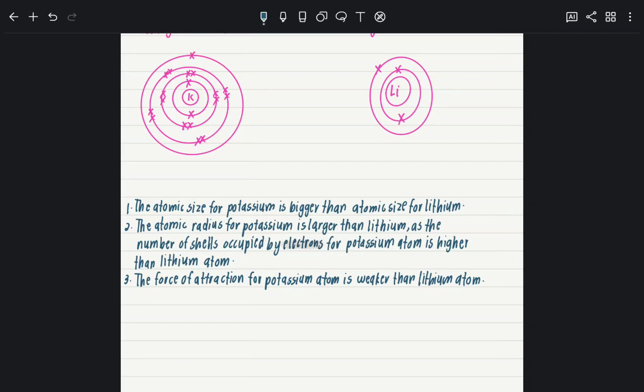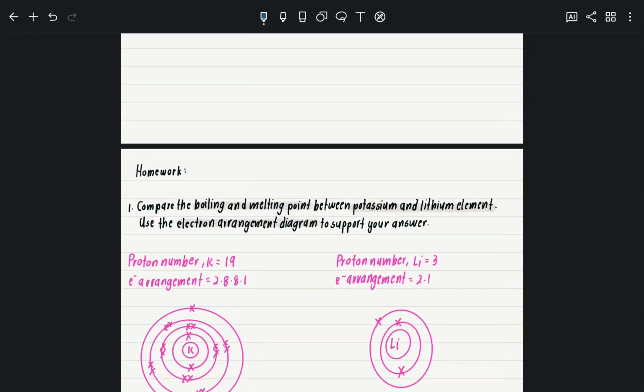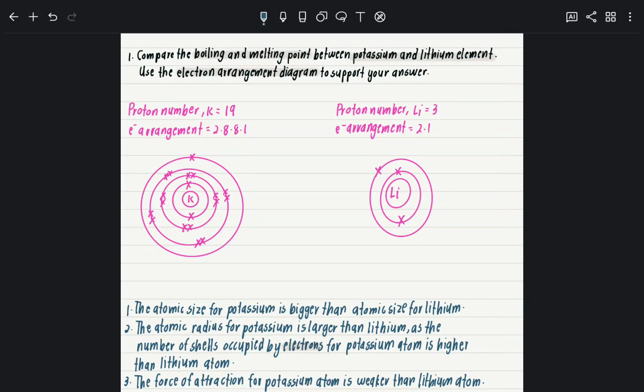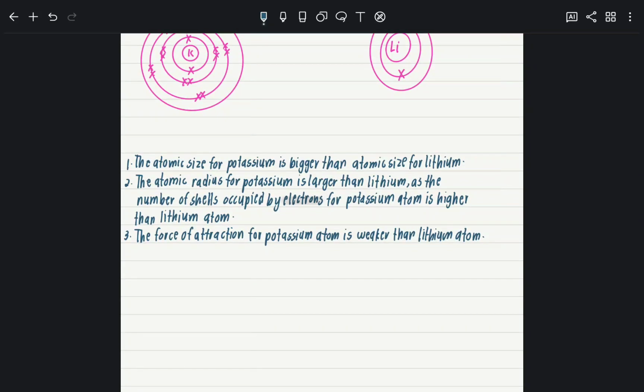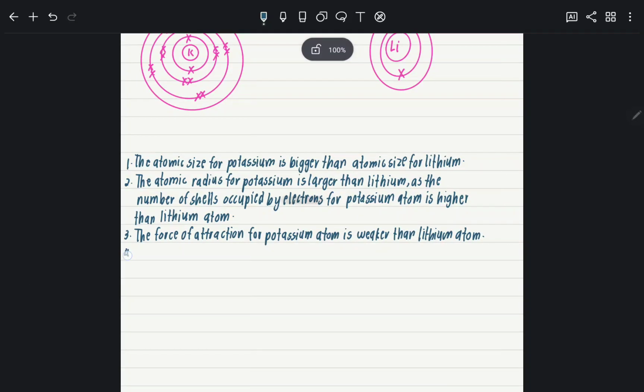You should know the ability of the group first, because group 1 and group 17 is very different. Group 1 dia lagi besar atomic size, lagi easier for donate, but group 17 lagi besar, lagi hard to achieve the stability. Faham tak? Dia vice versa the concept. Okay. For potassium atom is weaker than lithium atom. So you know the force of attraction for potassium weaker.